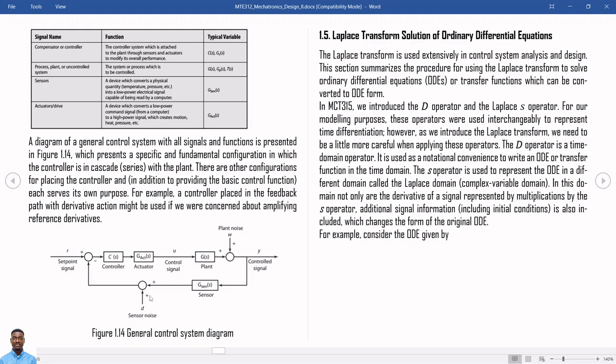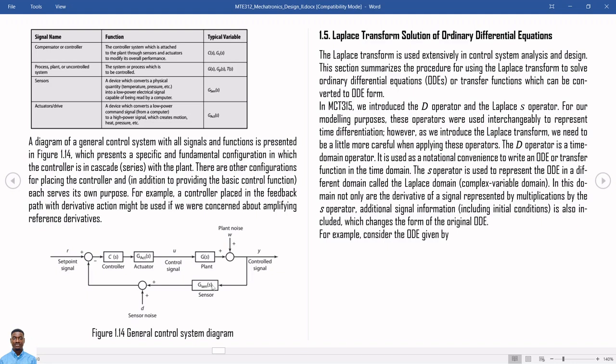This diagram here is showing the general control system diagram. The R here is your set point signal, like we just discussed. Then your C(s) is your controller or compensator, and that controls your actuator, G_act(s). Then the signal from there is your control signal, which goes into your G(s), which is your plant. Then the plant noise adds to that signal, and the output of that is your Y, which is your controlled signal.